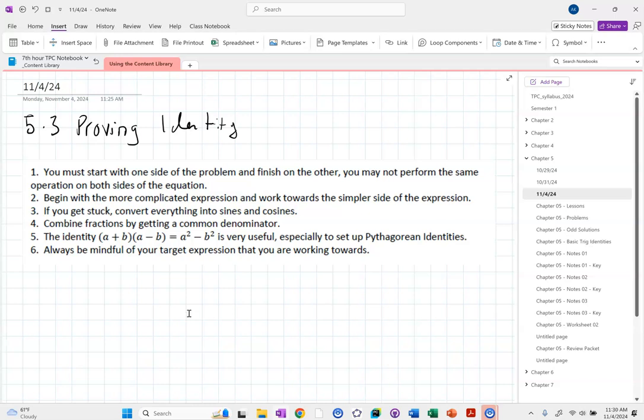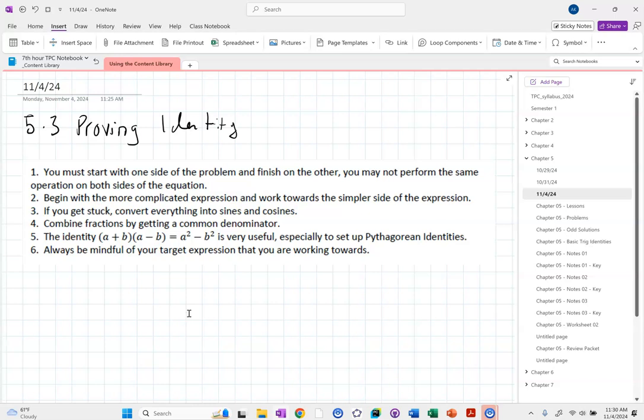In general, if you get stuck and you're not sure what to do, convert everything into sines and cosines. Number 4 is combine fractions by getting a common denominator. Make sure that you're looking for those common denominators.